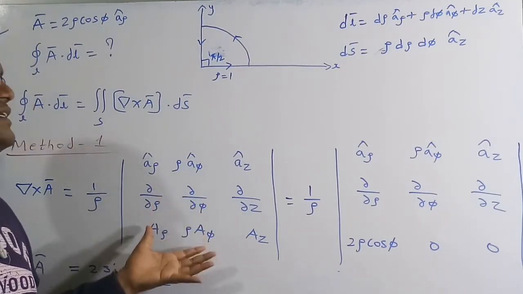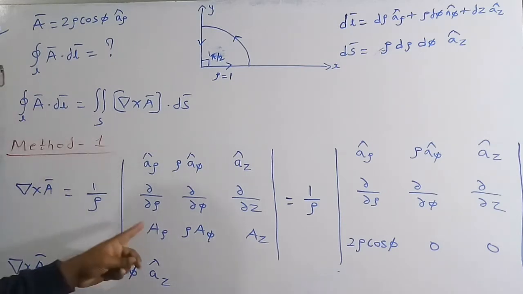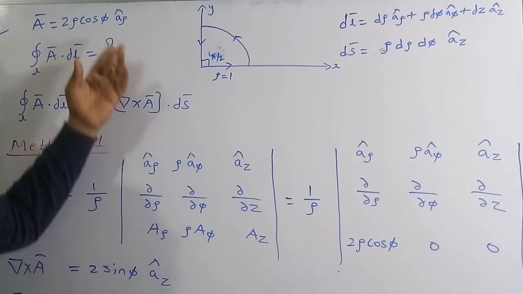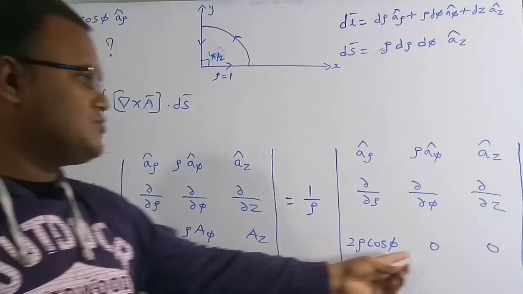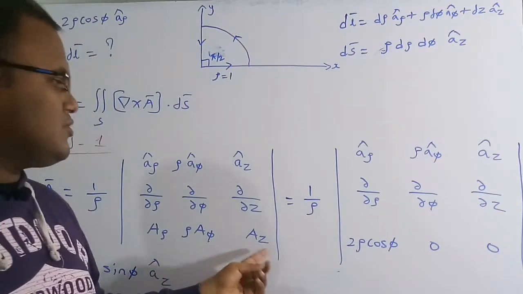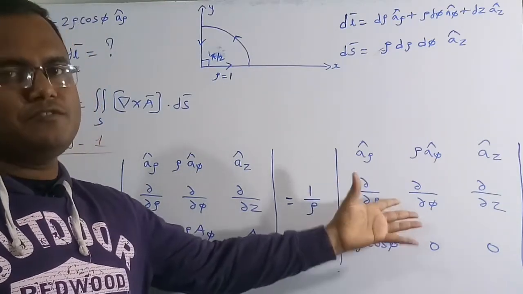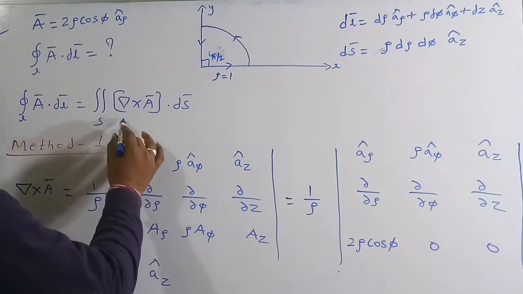In this determinant, A rho is nothing but 2 rho cos phi, but A phi and A z are 0 because the remaining components are not given. So I substitute zeros for those two, and in place of A rho I substitute 2 rho cos phi. If you do the simplification, finally we get del cross A bar equal to 2 sin phi a z cap. So we have figured out the value of del cross A bar.